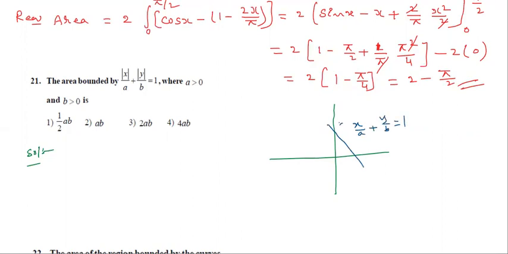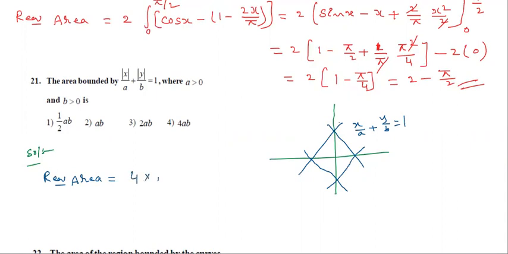Next, another place here. This is minus x by a plus y by b is equal to 1. This is minus x by a minus y by b is equal to 1. This is x by a minus y by b is equal to 1. So here the required area, the total area, is symmetrical about the x and y axis. It divides into 4 equal parts. Find any one of the parts.